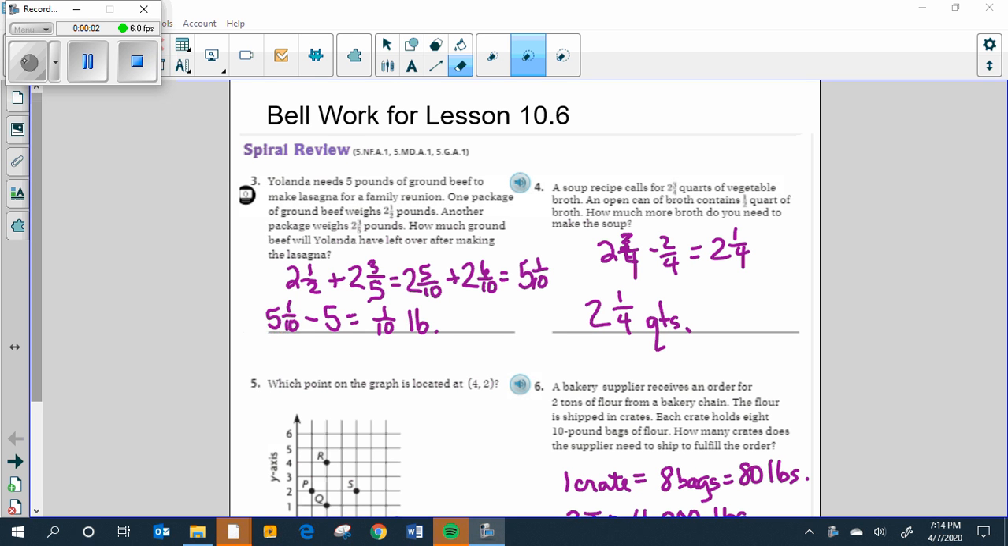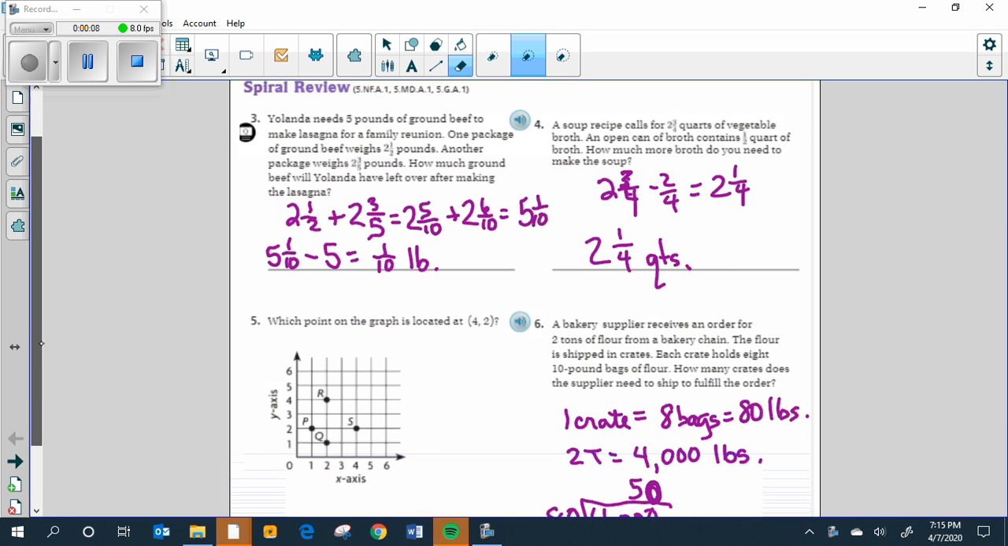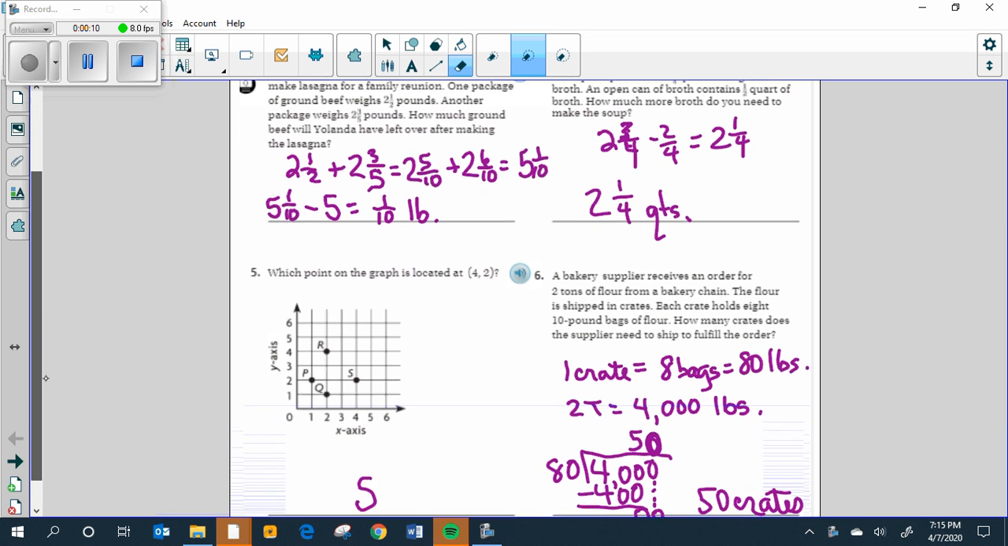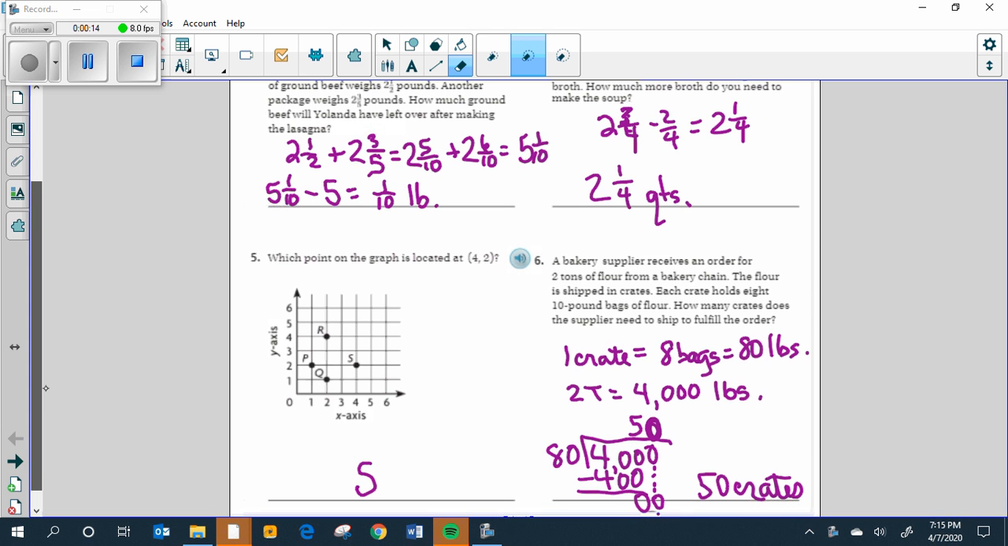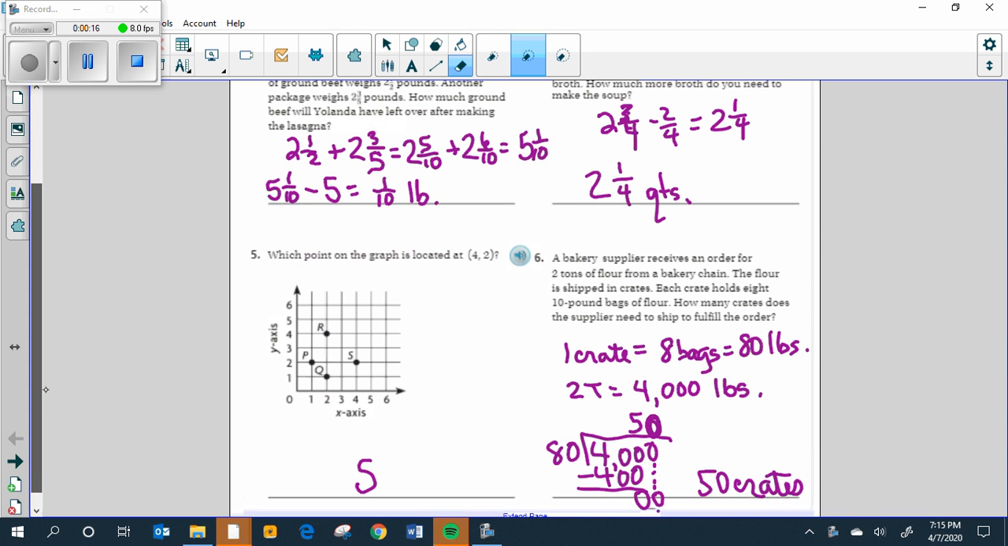Welcome to Lesson 10.6. Here is the spiral review from Lesson 10.5. Please go ahead and take a moment to check your answers. If you are on the live feed and have questions about how to get to these answers, we'll talk about it. If you are watching the recording, please email me if you need further help.